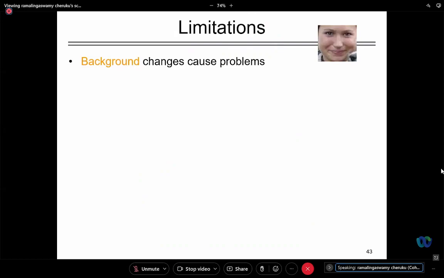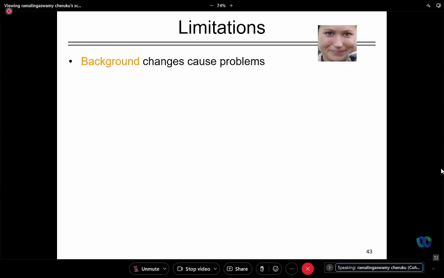So what are the certain limitations of this PCA? We are seeing that PCA is very good for detecting faces and recognition of faces. But what are the certain limitations of PCA, principal component analysis? The background changes cause problems.